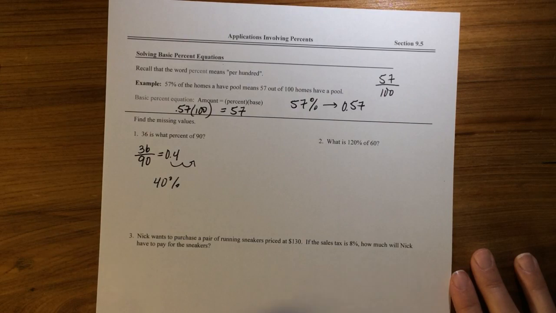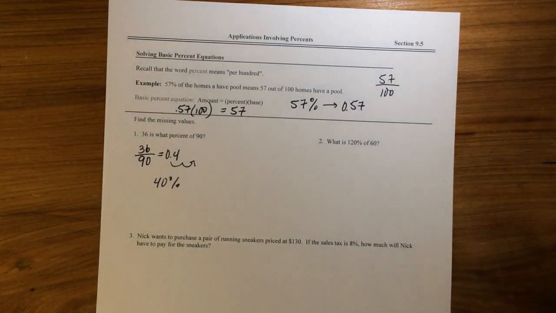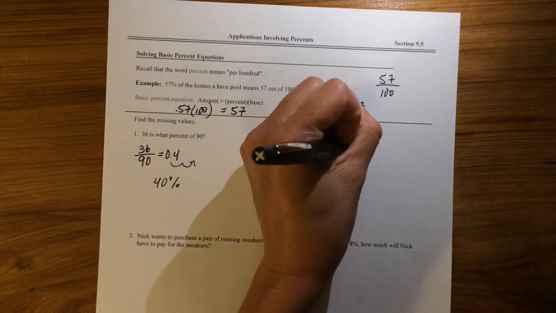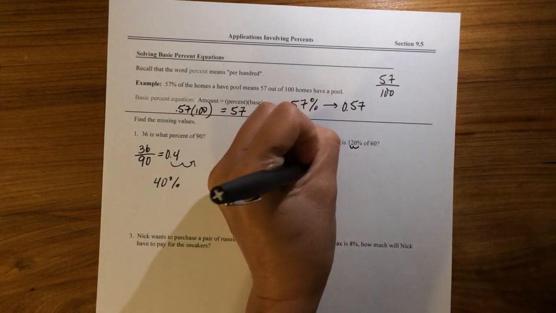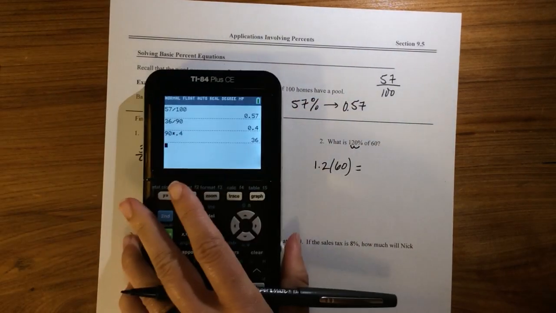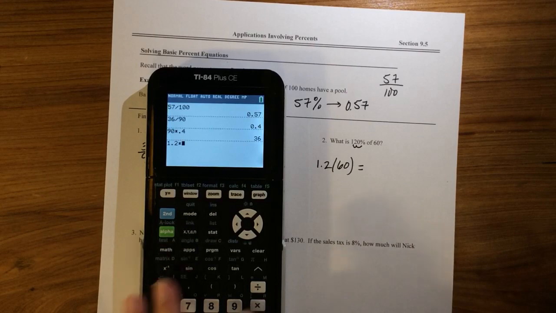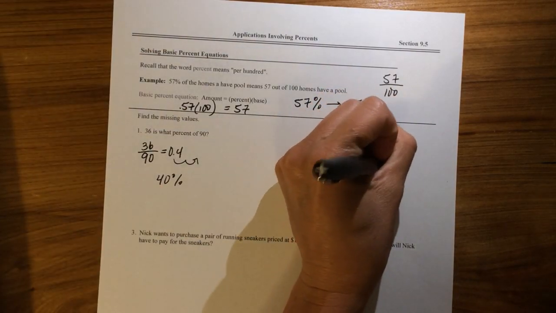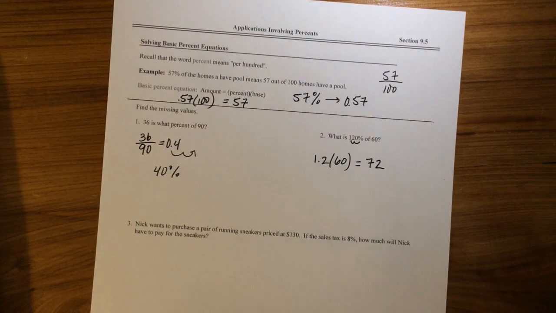So what is 160% of 60? Well, this means that I have to first move the decimal over. So that's 1.2 times 60. So 1.2 times 60 is 72. So 120% of 60 is 72.